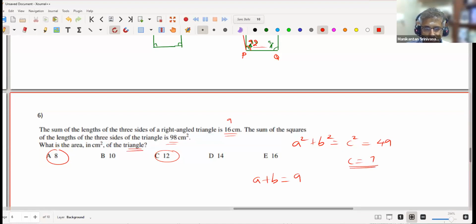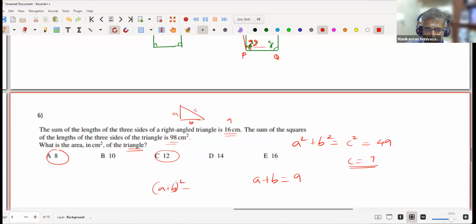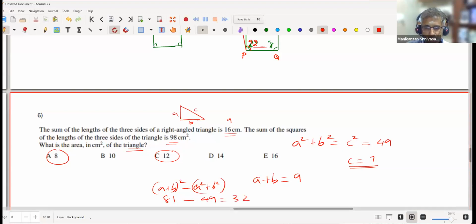Then what do we want? We want the area, which is half AB, right? This is A, this is B, this is C. We want half AB. So we can just do A plus B whole square minus A square plus B square. So that's 81 minus 49, which is 32. So 32 is 2AB. We want half AB, therefore 1/4 of that, which is 8. Yeah, Avinash, pretty much the same thing you did.